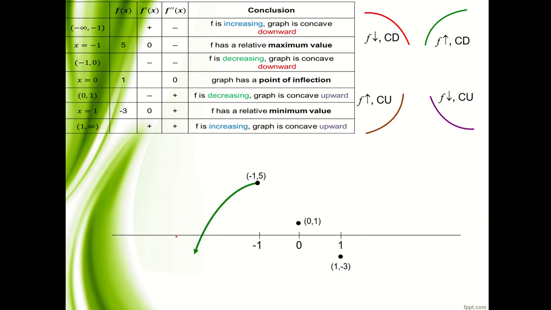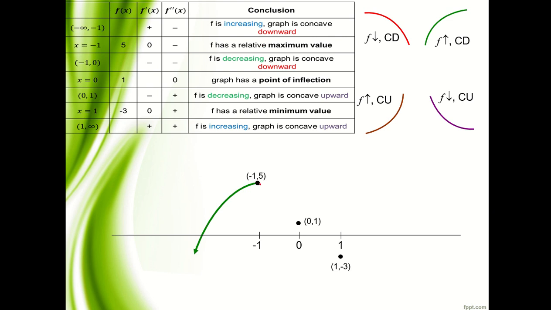Now using the intervals, for the interval negative infinity to negative 1, since f is increasing, the graph is concave downward. Okay, so we follow this, that's why we draw something like this. All right, next, at x equal to minus 1, our f of x is 5. So this is our maximum value or maximum point.